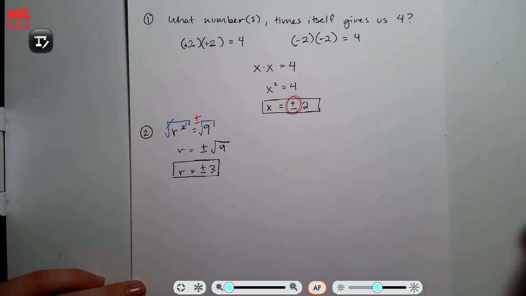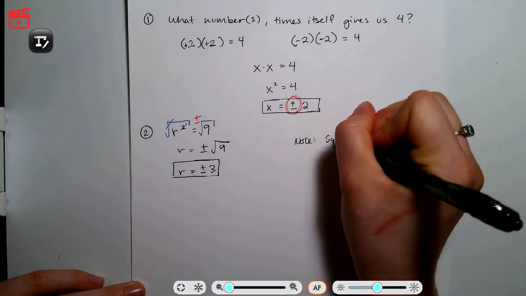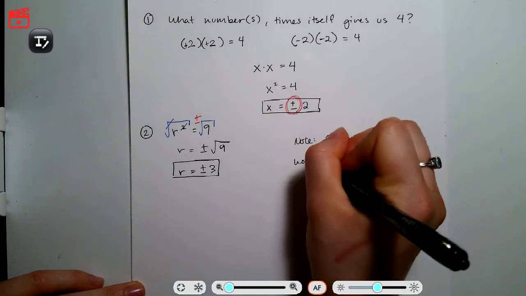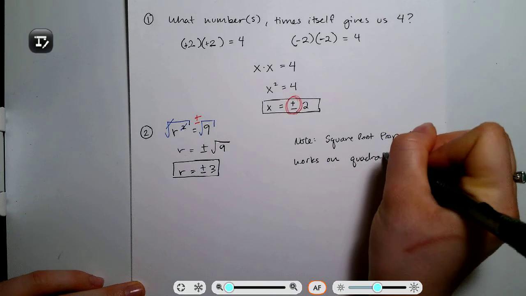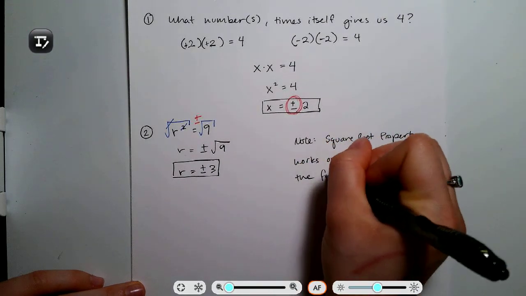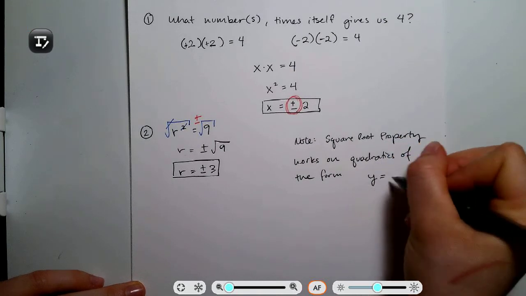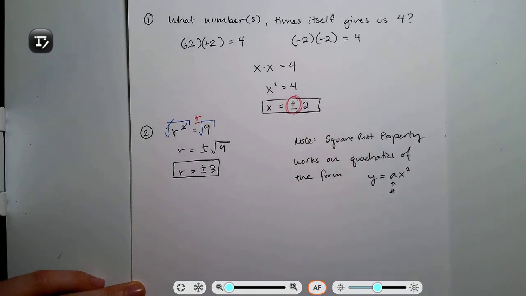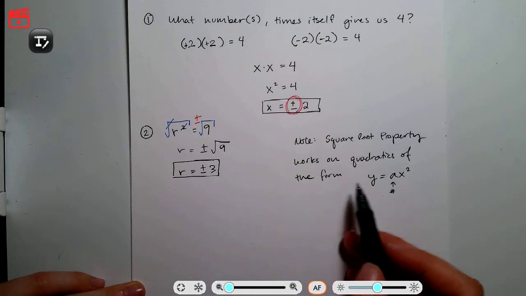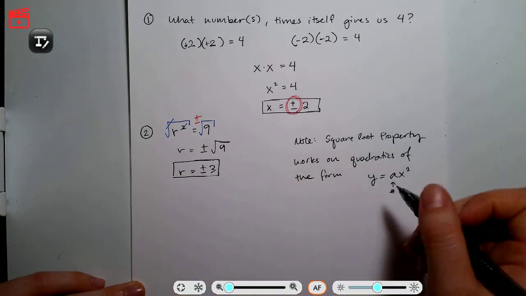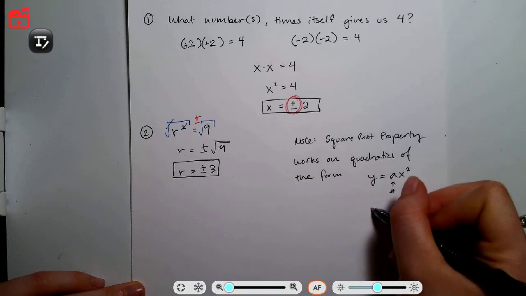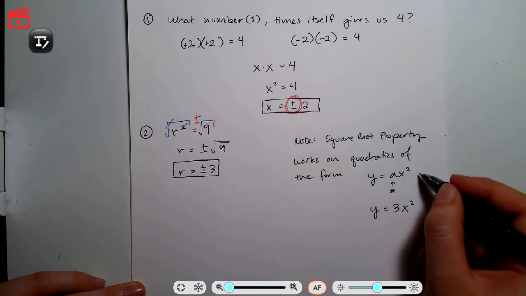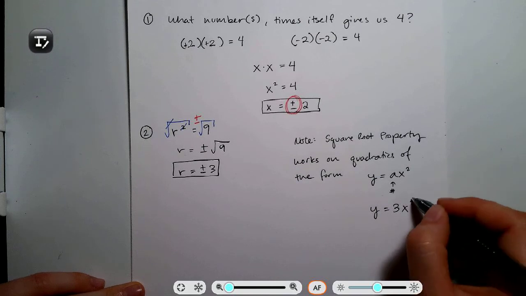All right, so note the square root property works on quadratics of the form y equals ax squared, where a is a number. For example, it works on something of the form, let's see, y equals 3x squared. So when we just have the x squared and we don't have anything like an x to the 1 power, we just have the x squared power.